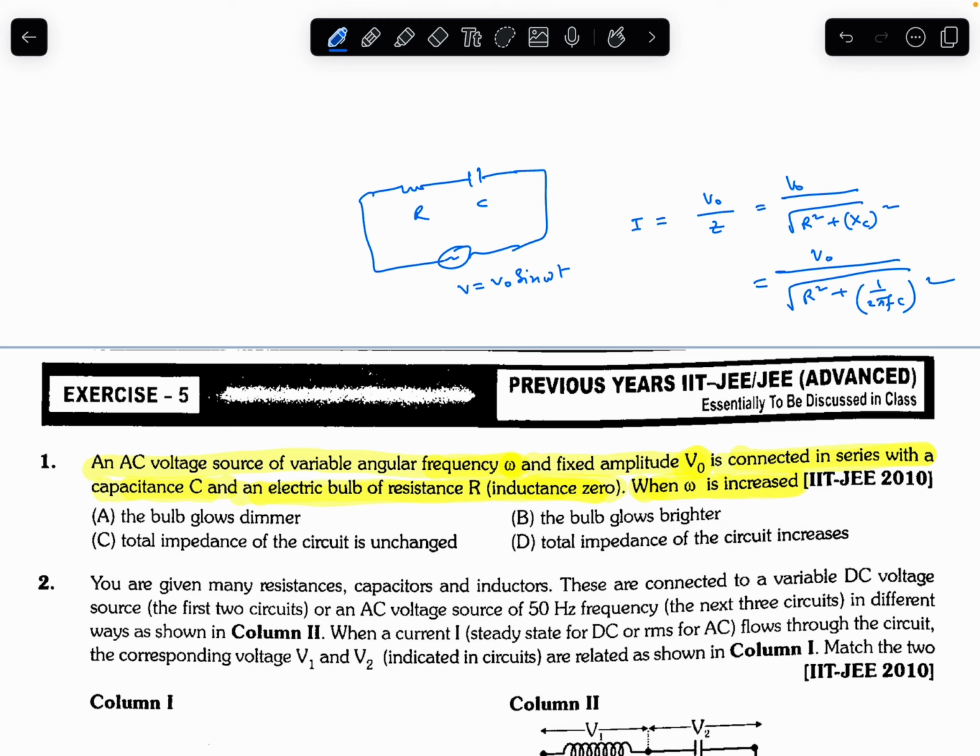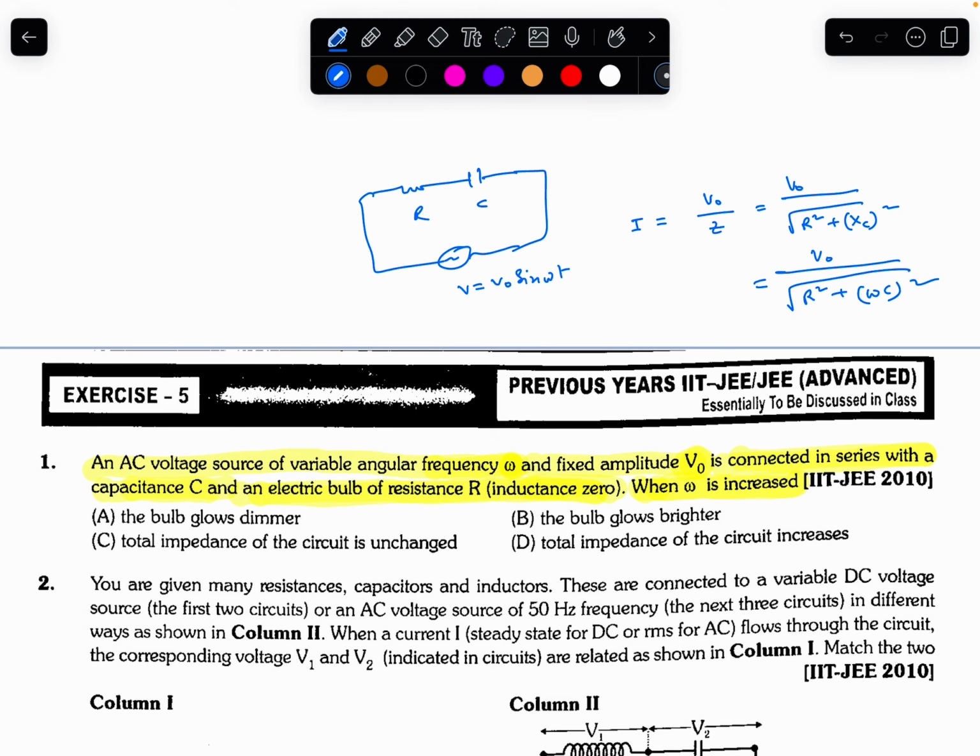They are asking in terms of omega, so I can directly write 1 by omega C, that is XC, whole square. So if I increase omega, then this denominator will decrease, then current will increase. So if current is increasing, the bulb will glow brighter. So option is 2.